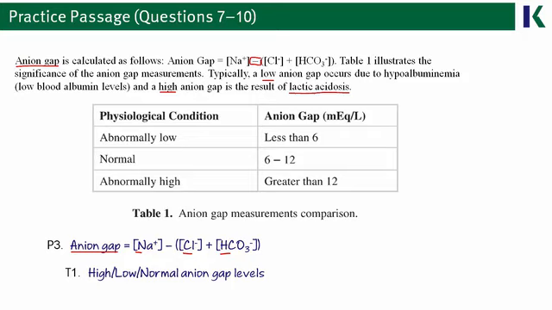This passage then ends with the table, which is a little table that explains basically the scale of anion gaps. In the paragraph, we aren't given any numbers. If someone has an anion gap of 10, we don't know what that means, but once we get the table, we do know what that means. We learn that less than 6 is low, normal is 6 through 12, and high is greater than 12.